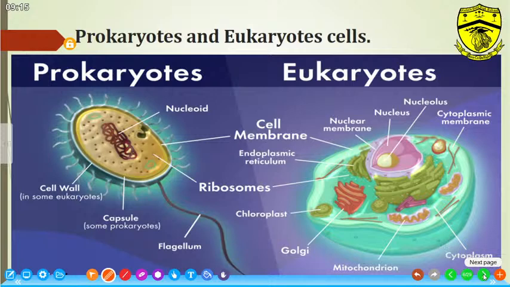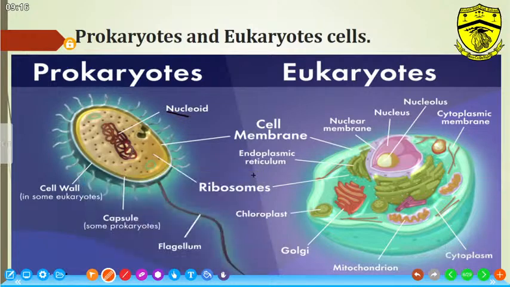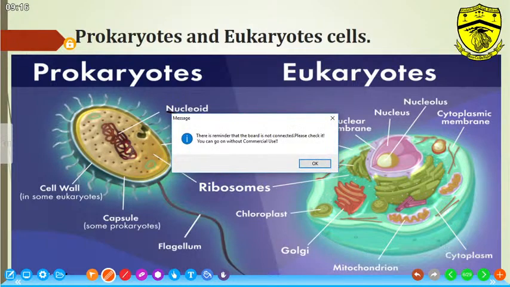Next we discuss prokaryote and eukaryote cells. Two types of cells are present. Here is the bacteria cell. It has the nucleoid, the cell membrane, and ribosomes. The long flagella is also present. The capsule is present only in prokaryotes. And the cell wall is also present.